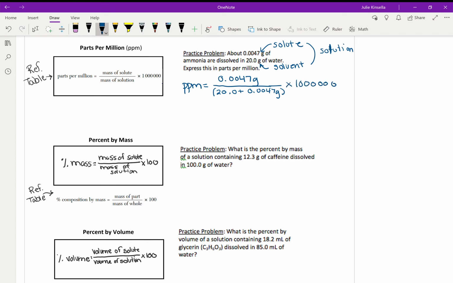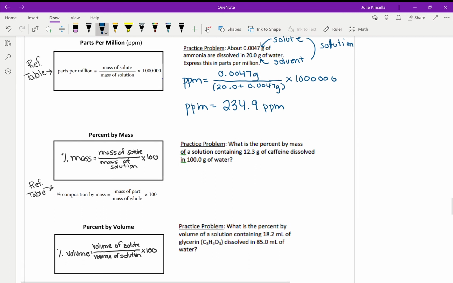Again, we're adding them together at the bottom because the 20 grams is only the solvent, the water amount, and we have to have the total solution, so it has to include the mass of both the solute and the solvent. After plugging this in, we can round, usually to the tenths place, which is acceptable for Regents chemistry. We would have 234.9 parts per million.